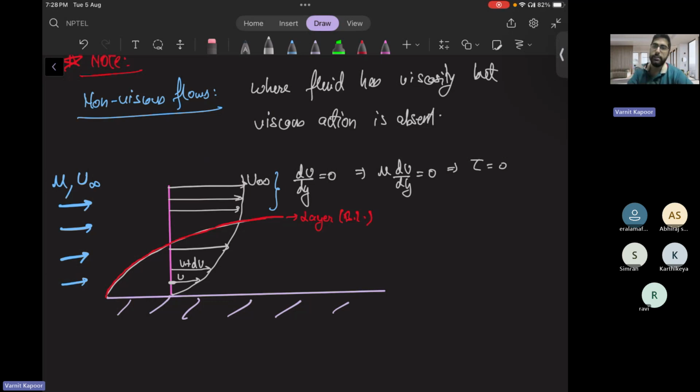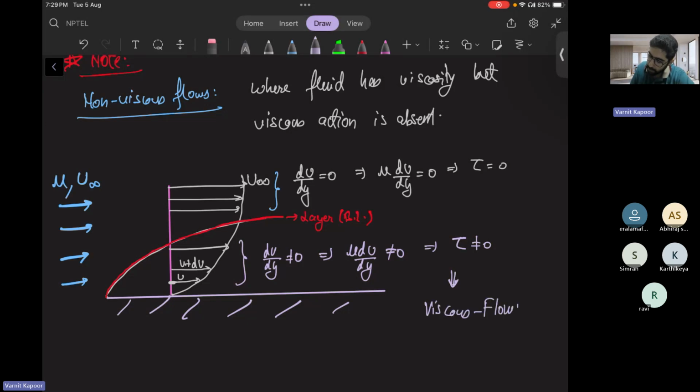So above the layer, they behave as a non-viscous flow, whereas inside here, let me first write, the gradient of velocity is non-zero. This implies mu times du by dy is non-zero. This implies shear stress is non-zero. So such kinds of flows are viscous flows, and these are non-viscous flows.